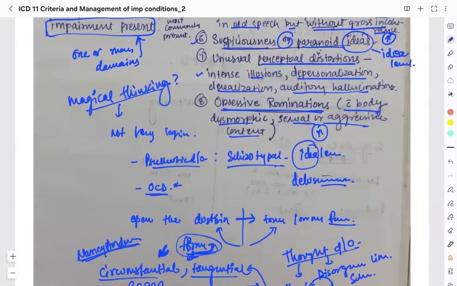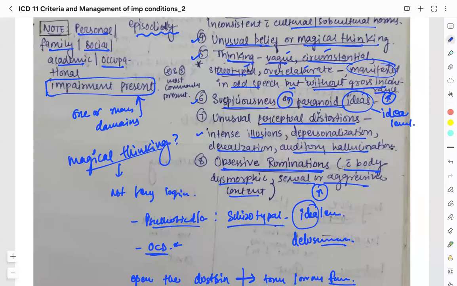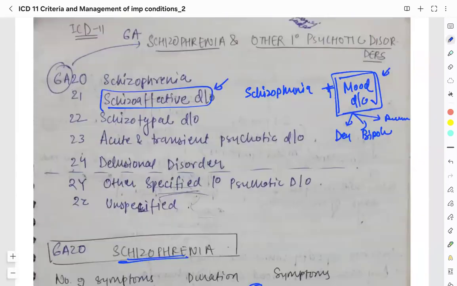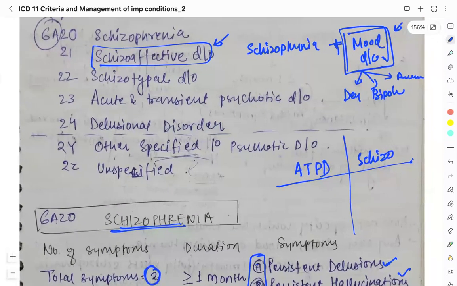All right. So the next one is acute and transient psychotic disorder. Can anyone tell me what is the difference between ATPD and schizophrenia? I need three differences. Acute and transient psychotic. So it's acute. It starts within like 2 weeks, so all the symptoms are going to start within 2 weeks. Another difference would be that it actually resolves, I think within 3 months, from what I remember. Okay, good. Schizophrenia continues.